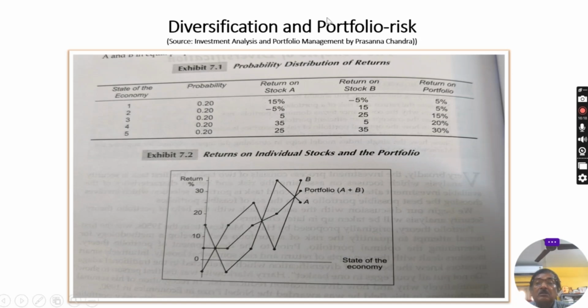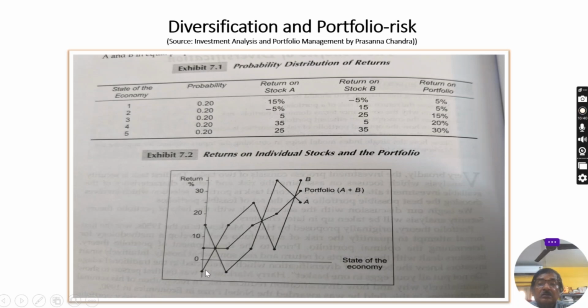Minus 5 means where it is in the second state. This is the minus 5, 0 is this. This is the second state of the economy. And third, again 5%. Then the third state of the economy is 5%.